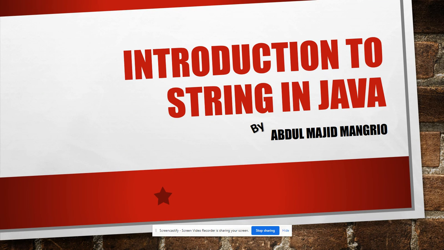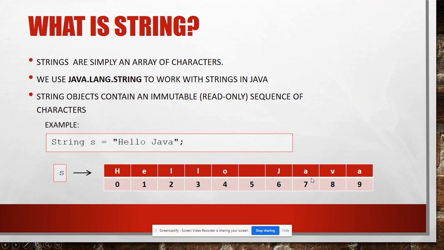Today we are going to learn Introduction to String in Java. First of all, we will look at what is a string. Well, basically strings are simple arrays of characters which reside inside the package java.lang.String in Java. The string objects are immutable. Immutable means read only. They can only be changed by assigning a new value, like a sequence of characters.